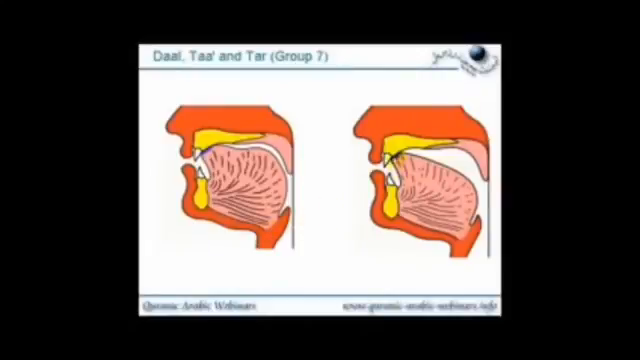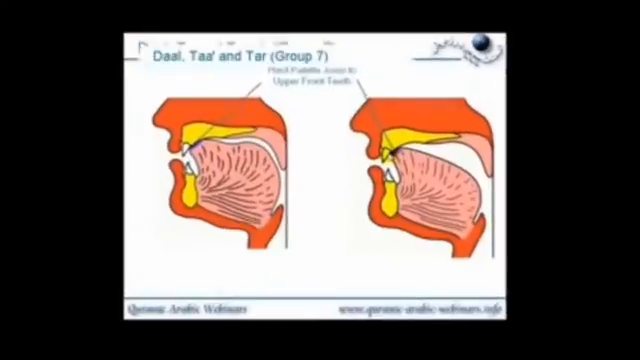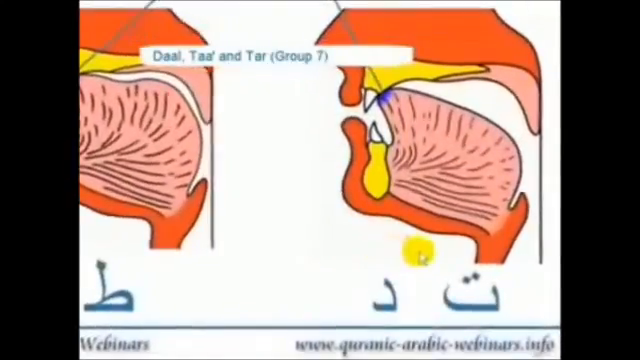Group 7 is where the front of the tongue meets the gum, and it's slightly on the front upper teeth as well. So going over your gums and your front teeth. Okay, so that's the very front hard palate, also known as the gums, and the front upper teeth. The letters that are said like this, 2 of them start in exactly the same way, i.e. the position of the tongue. So we have the letter Ta, Ta, and we have the letter Dal, Dal.